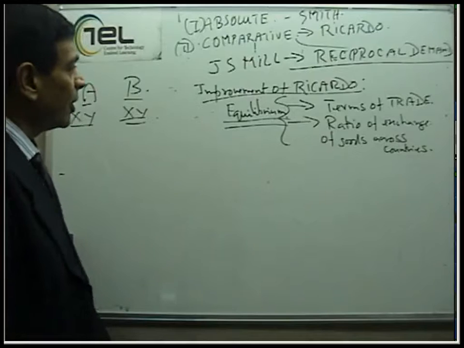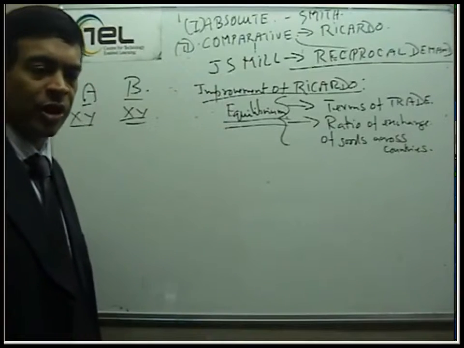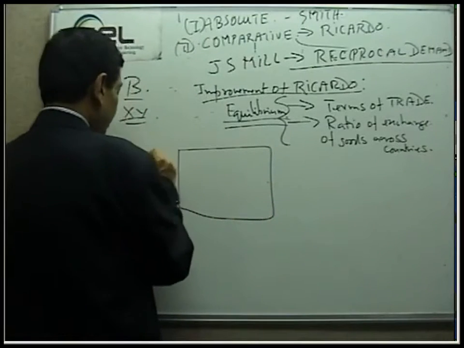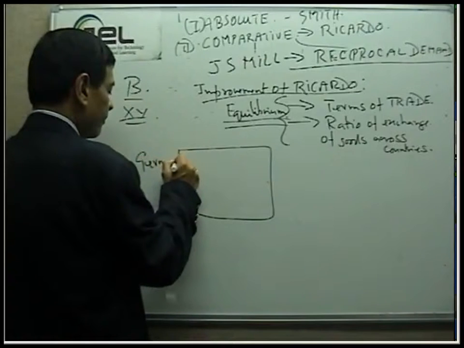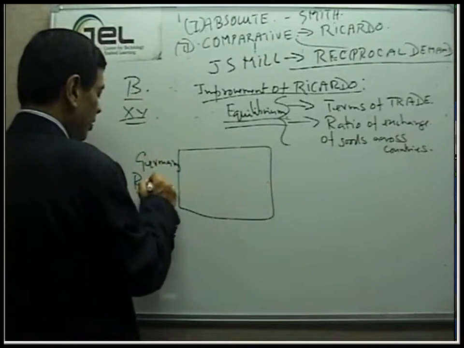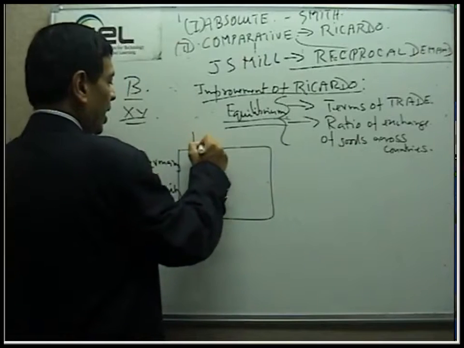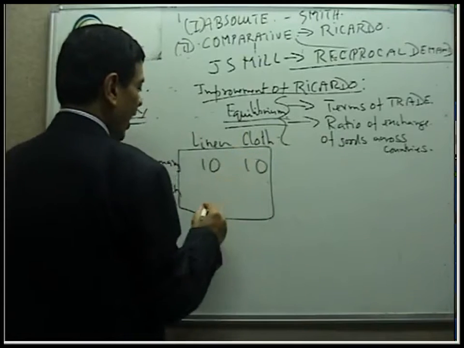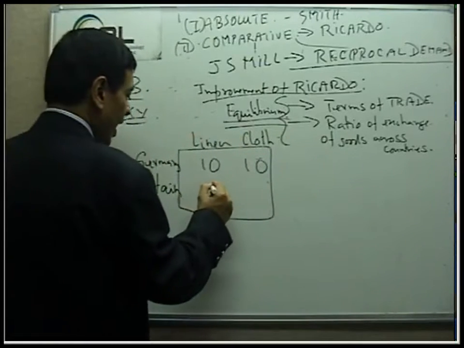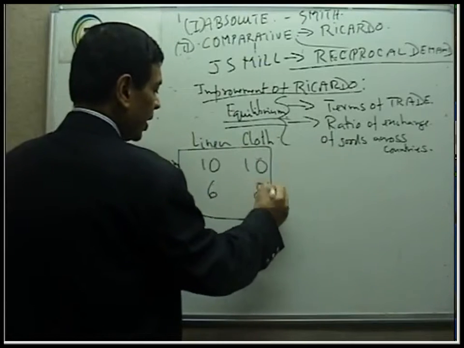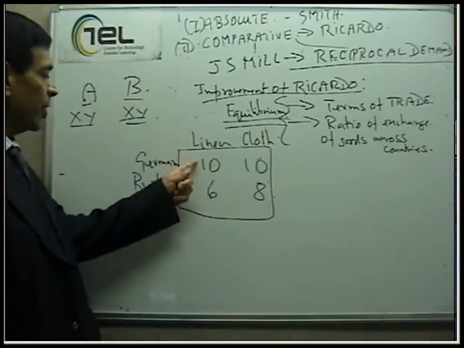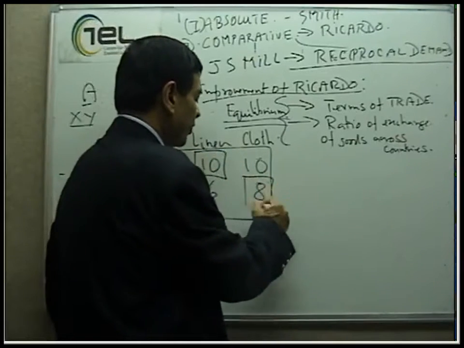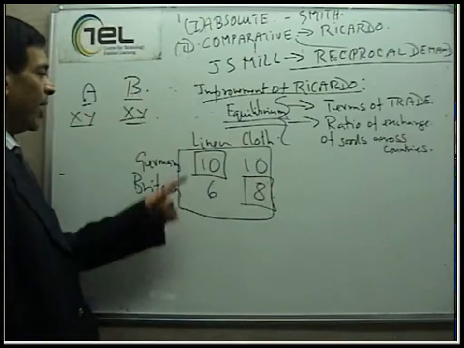And now let's take a simple example of what Mill is saying in the concept of reciprocal demand. Suppose we have two countries. Let's take here Germany and let's take here Britain, UK. Now both are producing two goods, linen and cloth. And if you look at the total man hours involved, the comparative advantage theory says that Germany has a comparative advantage in linen, whereas Britain has a comparative advantage in cloth as compared to linen. Now how do we do that?